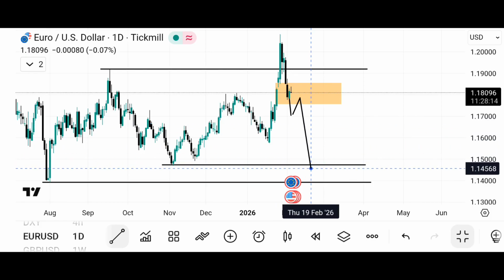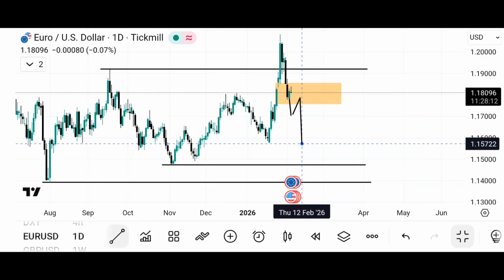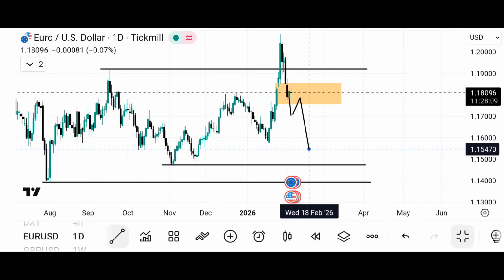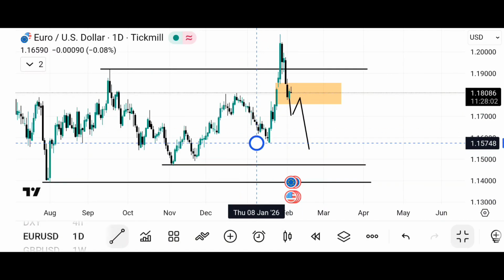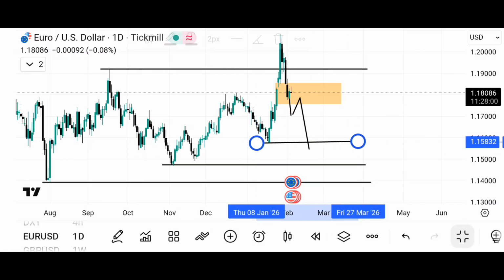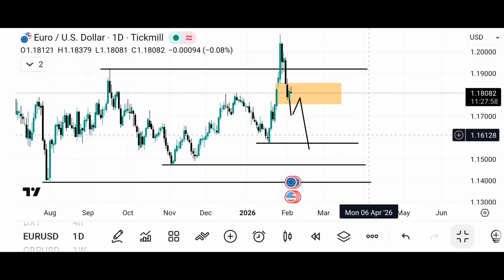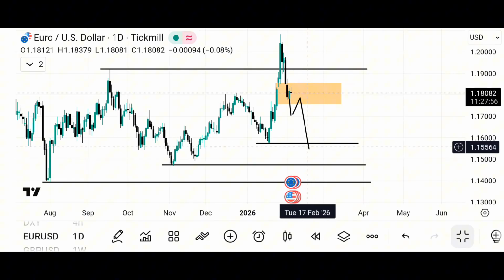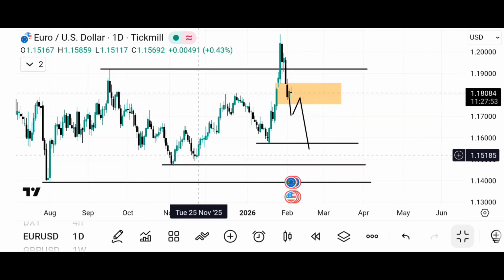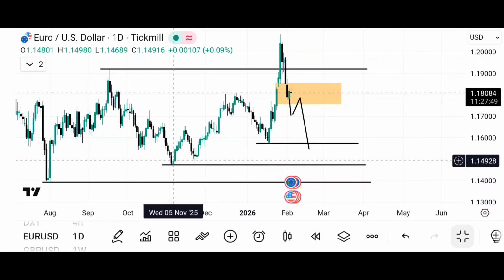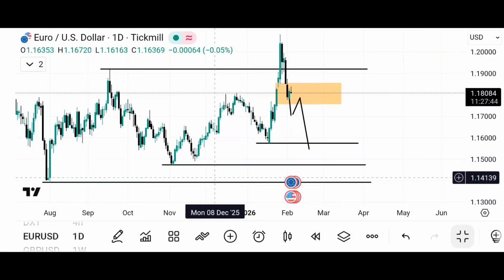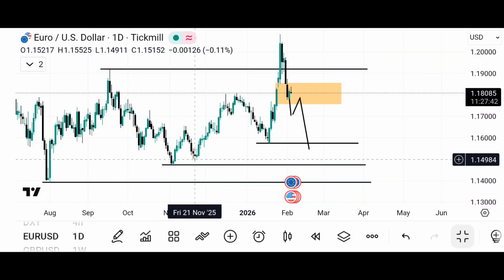Just the way price uses inversion fair value gap. Then our next draw on liquidity would be this low. Then after price takes out this low, we'll be looking to see if price would want to take out these relative equal lows. You can see this low at the left is lower than the low at the right, so it's a high probability.